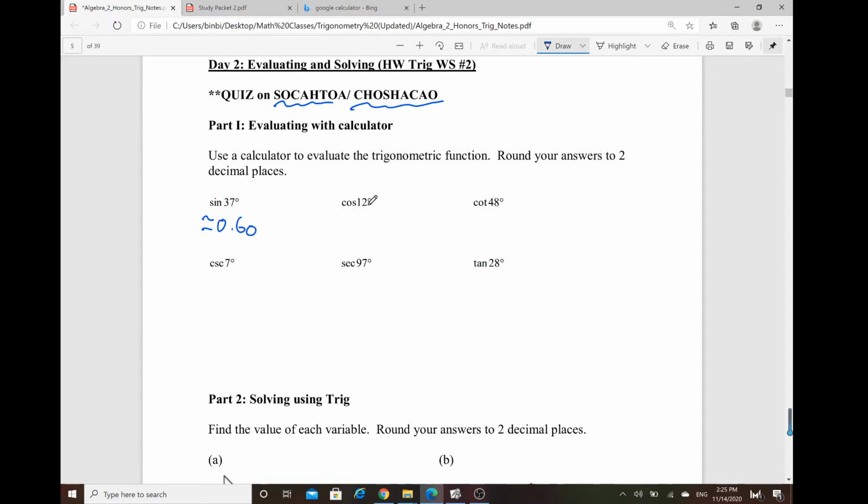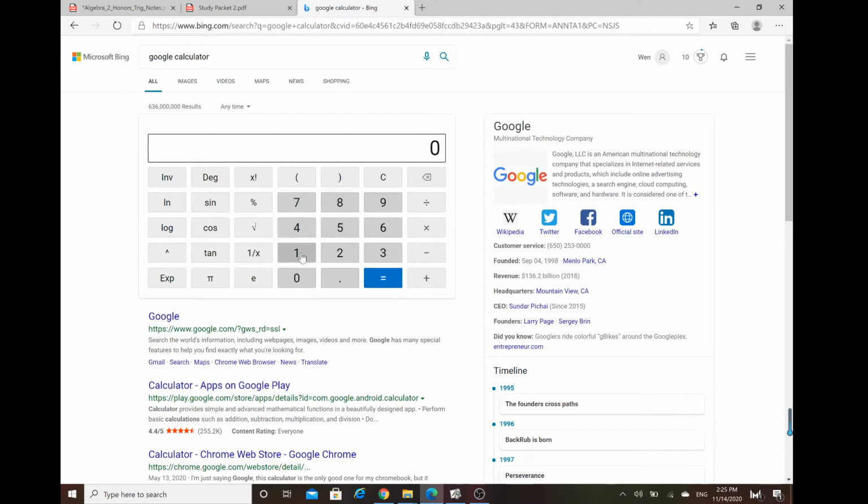And then cosine of 12, just enter cosine and then 12. Now, what about things that are not given on the calculator? The ratios such as cotangent, cosecant. What should we do? Well, since we do know that cotangent is the reciprocal of tangent, on the calculator we want to put in 1 over tangent of 48, or 1 divided by tangent of 48. The ratio is about 0.90.